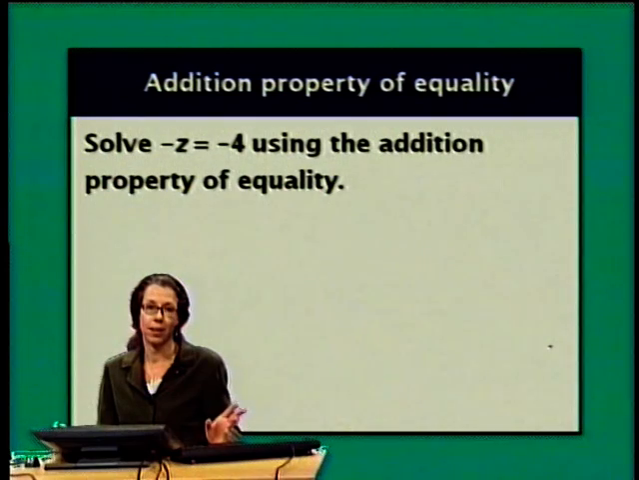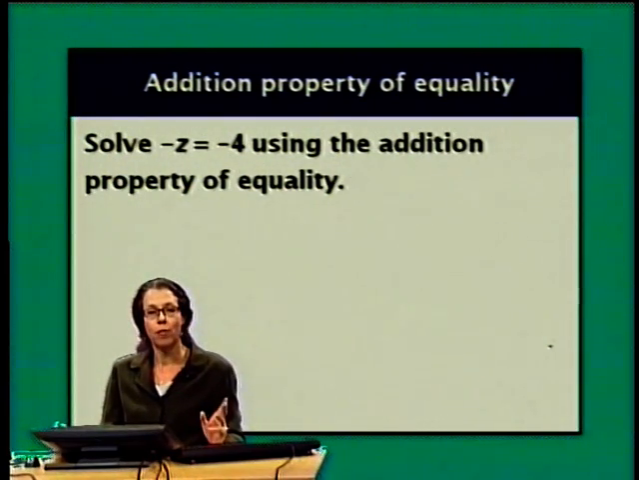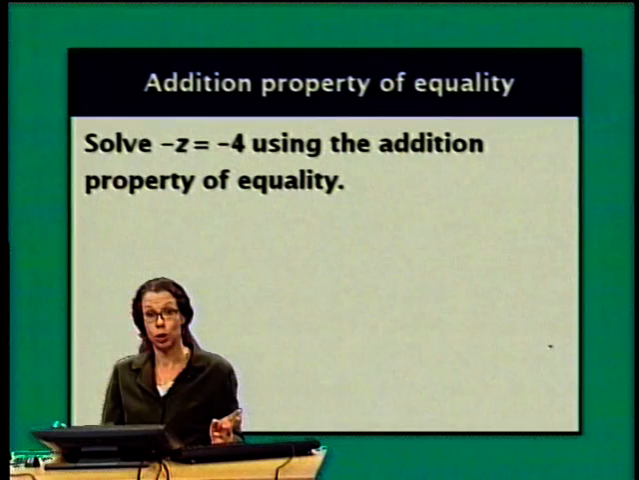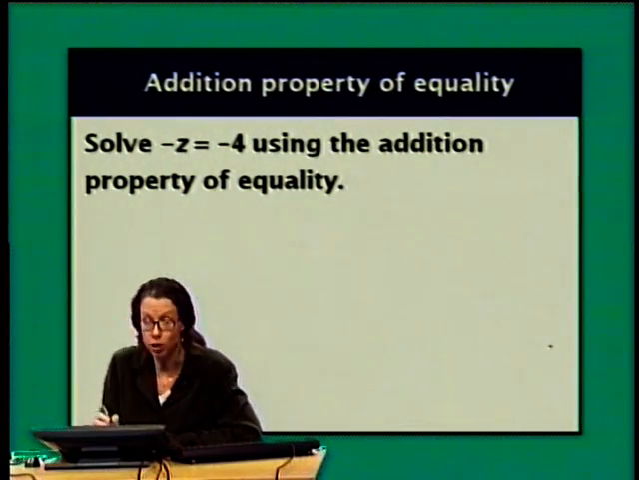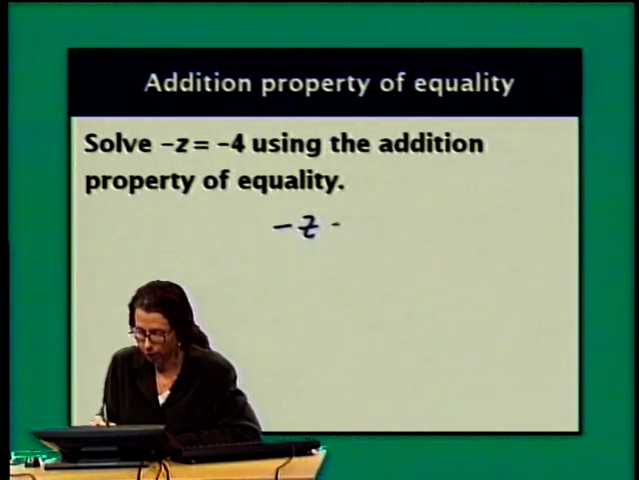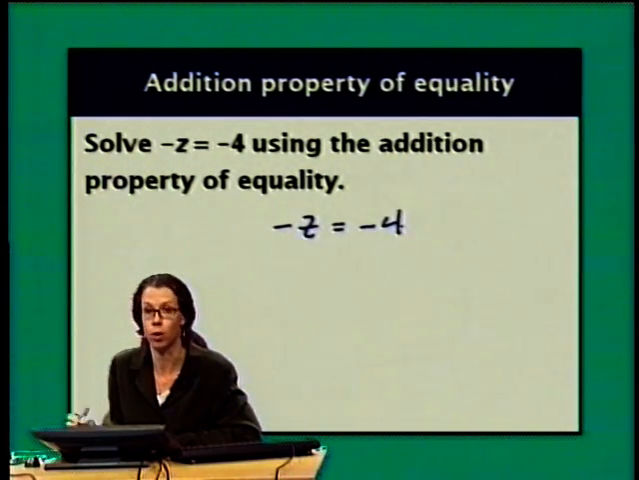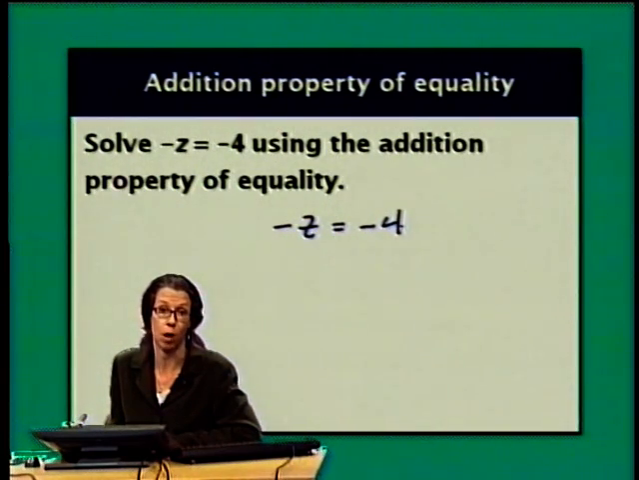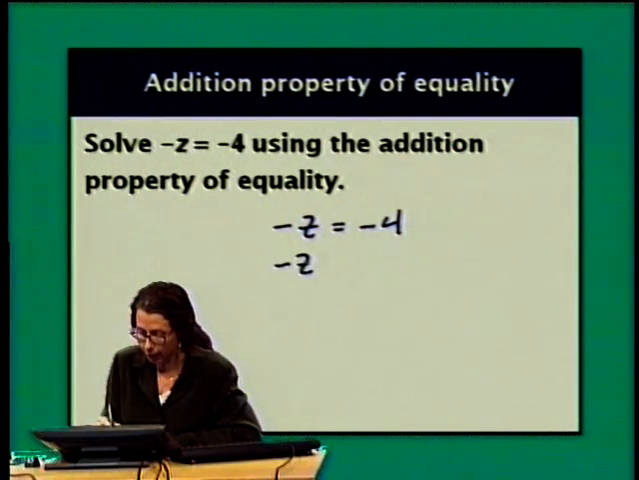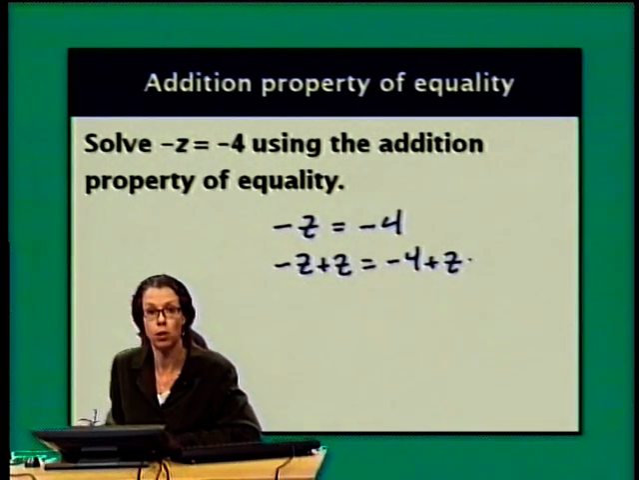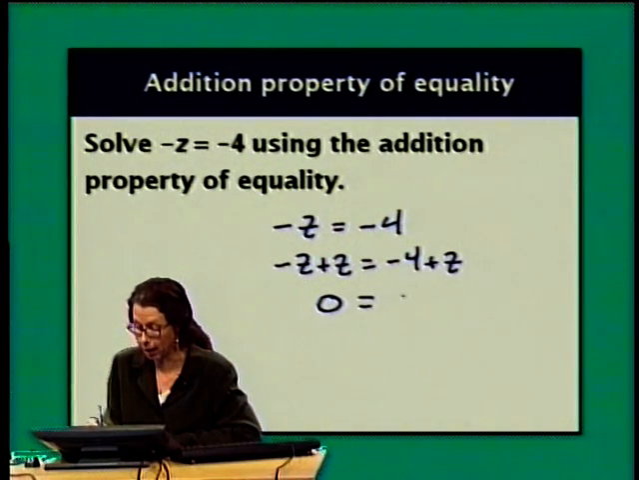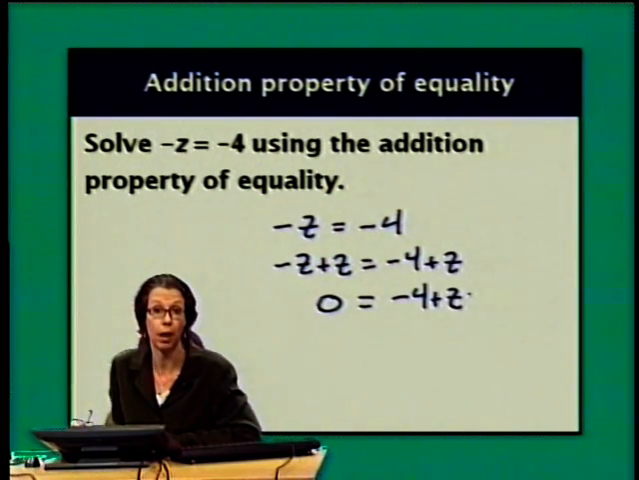Now, I'm just going to take this last example we did and solve the same equation using the addition property of equality, just to show you that there might be more than one way to get to the solution. So I have the opposite of z equals -4. I want to get z equals a constant. So one thing I could do is add z to both sides of the equation. So now I have the opposite of z plus z, that's 0, and -4 plus z on the right.